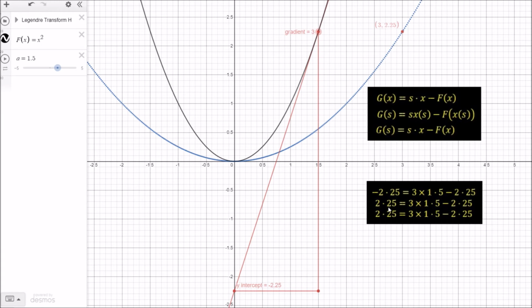So that does work. So now finally we're going to look at a different equation.